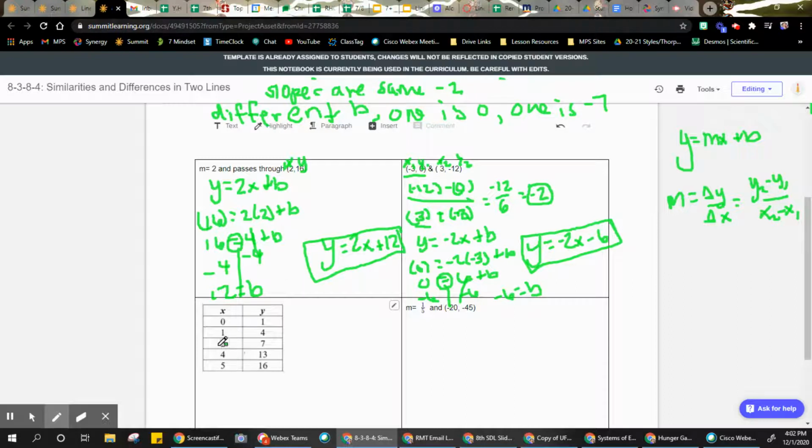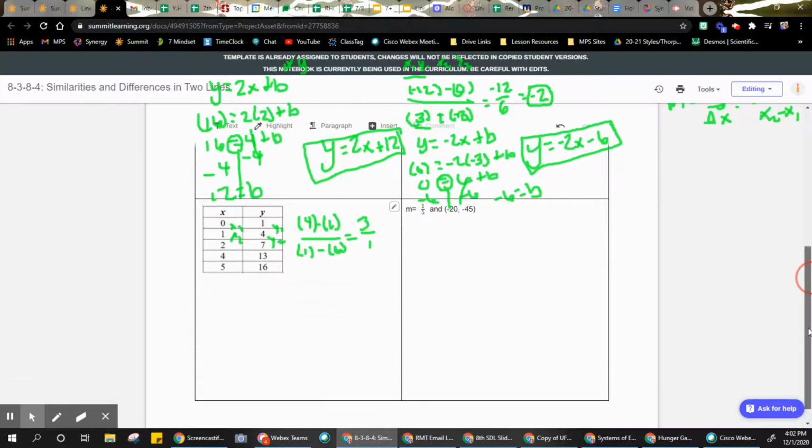Moving on to my next one, again, I don't have my slope. So I've got to do my change in y over change in x formula again. This one is x1, this one is x2, this one is y1, this one is y2, and I'm going to plug it in. I'm going to do 4 minus 1 all over 1 minus 0. 4 minus 1 is 3. 1 minus 0 is 1, so that means my slope is 3.